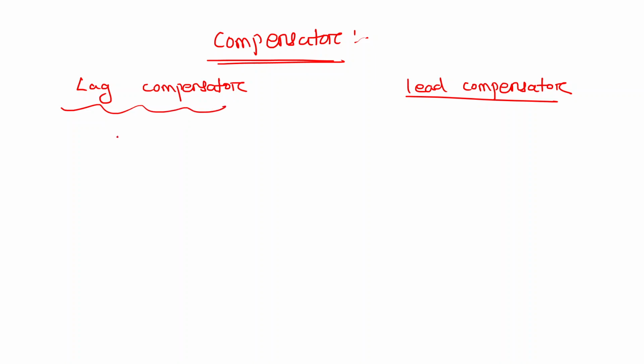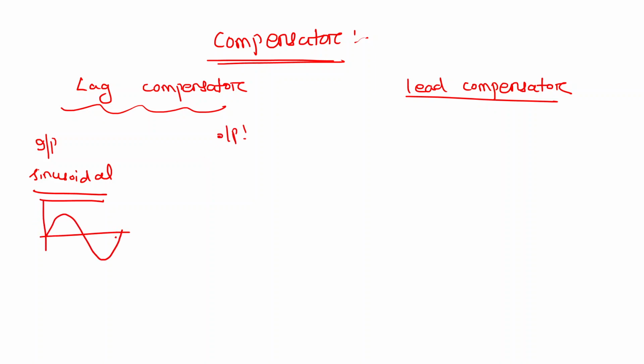So try to understand what a lag compensator is. Let's say you are giving a sinusoidal input at the input, and this is a sine wave. The output you are getting has its phase leading the input. This is the output, and you can see it is leading. In this case it is called a lead compensator.